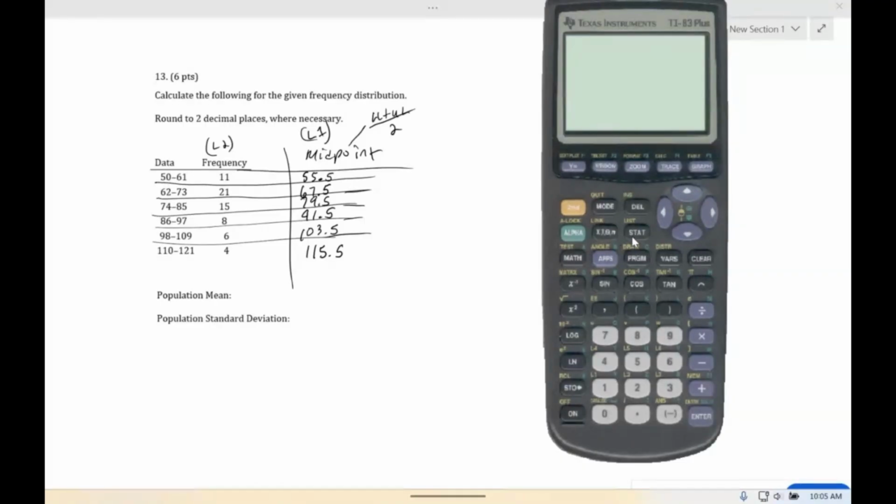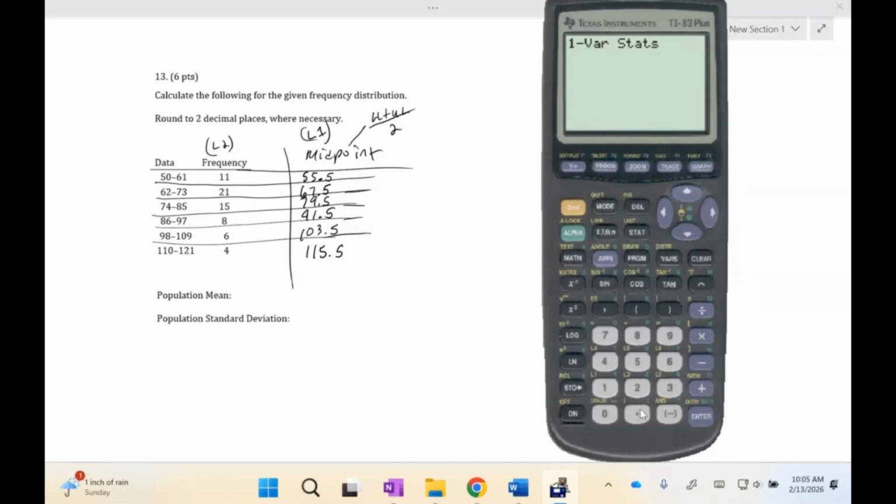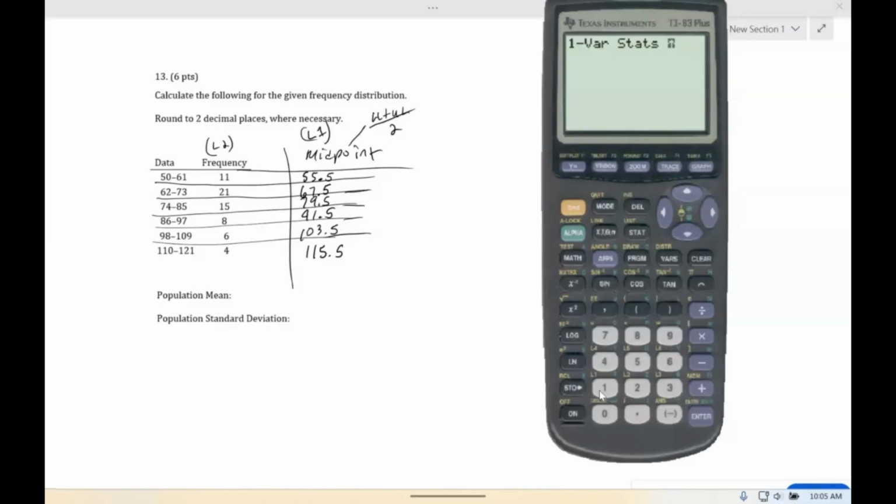I'm going to go back into stat and scroll over to calculate. I want to calculate the one variable statistic, so I'm going to hit enter. Since I'm working with two lists, list one and list two, I have to tell the calculator to do so. So I'm going to recall list one by hitting second and one, comma. I'm going to recall list two by hitting the second button and the number two. And now I'm going to hit enter.